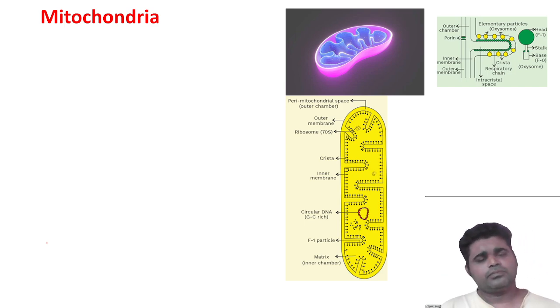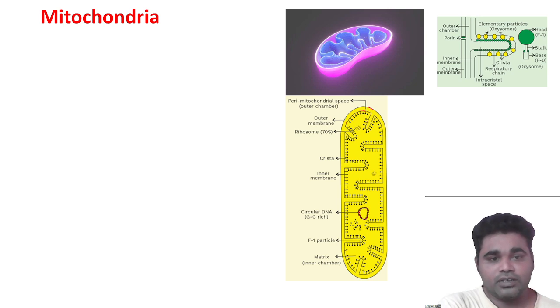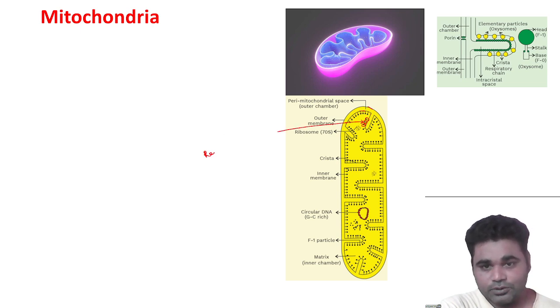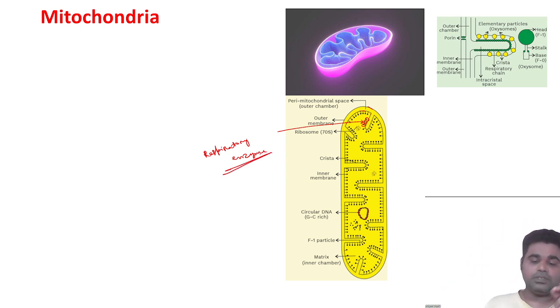So the crista, or the inside part, let's suppose this is the outer membrane, this is the inner membrane. The outer membrane contains many enzymes, proteins, and the inner membrane also contains many enzymes. But the important enzymes are present on the inner surface of the inner membrane. So this is called the crista, and it contains, look at the structure, these are called the respiratory enzymes.